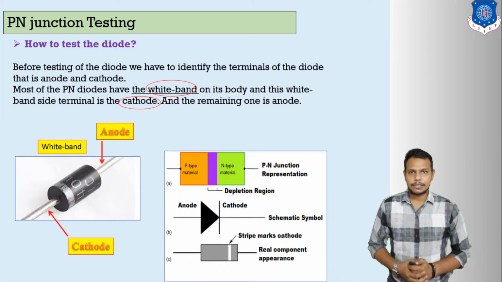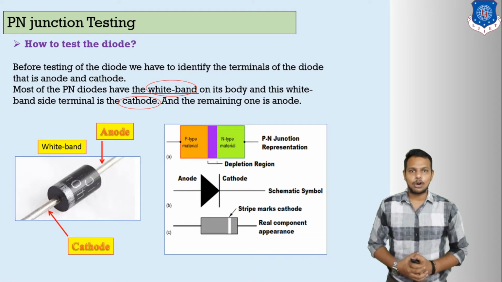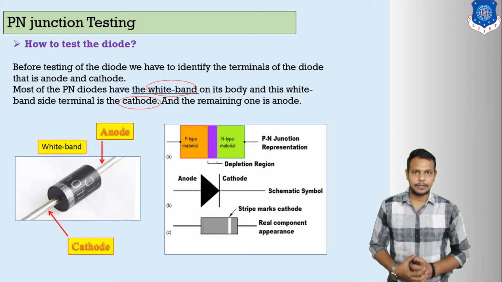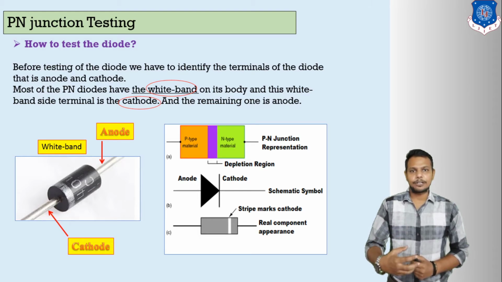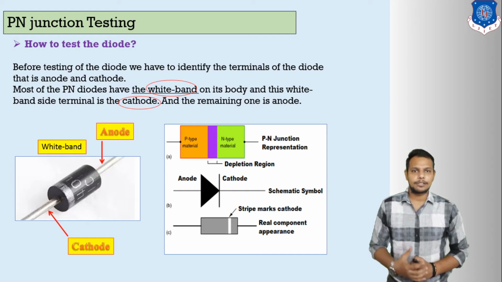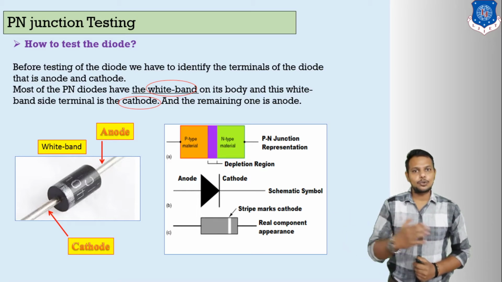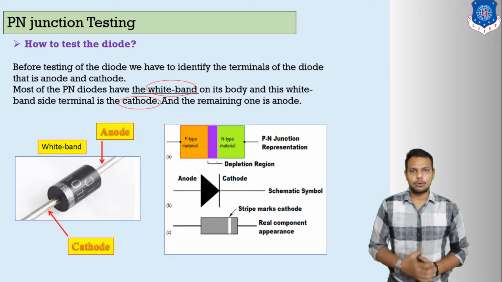Now we can see the construction of a PN junction diode along with its symbol. In a PN junction diode, two types of material are used: one is P-type material and the second is N-type material. Between the P-type and N-type material, there is a depletion region. Thereafter, in the figure, we can see the symbol of the diode. Current always flows in the direction of this symbol, that is, from anode to cathode.